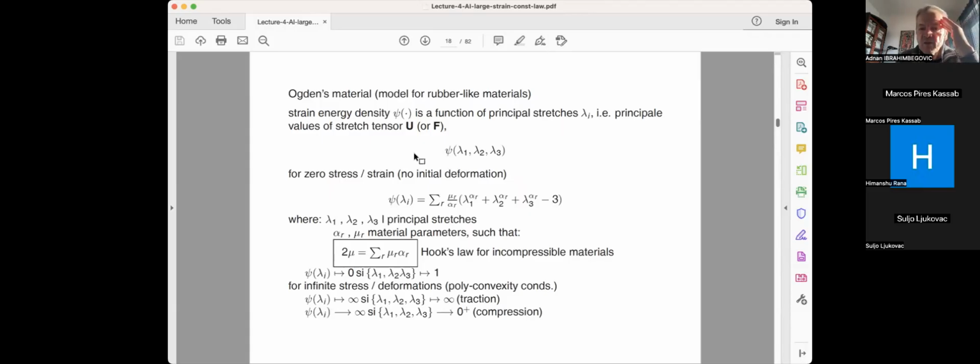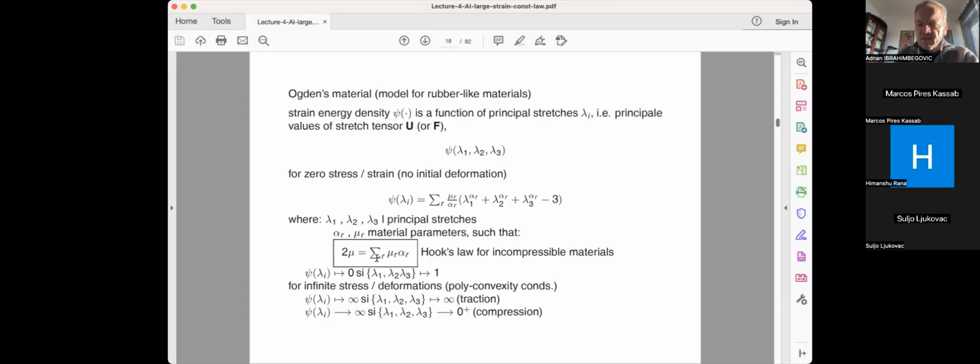There's like 400 or 500 pages with different types of choices. So typical stuff that you find is the internal energy being built as a function of lambda 1, lambda 2, lambda 3, these being principal stretches. The more general setting would be to say that this could be lambda 1 to the power alpha r, lambda 2 to the power alpha r, lambda 3 to the power alpha r, minus 3. All this multiplied by mu r divided by alpha r, and you have to have this restriction, the sum of mu r times alpha r equal to 2 mu, so you can get incompressible behavior.